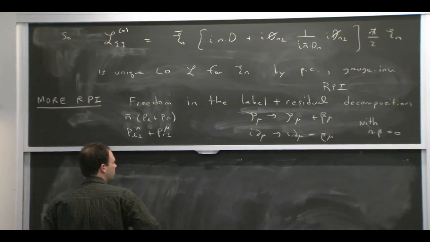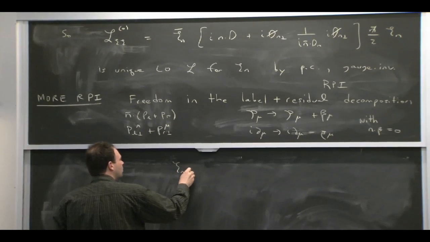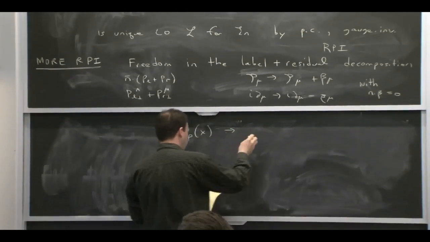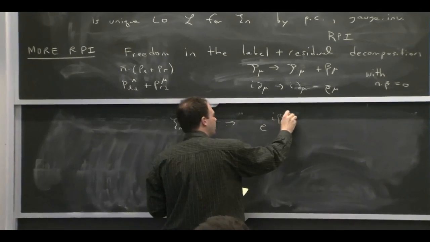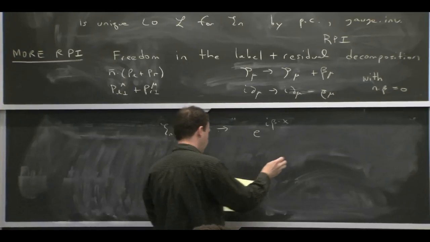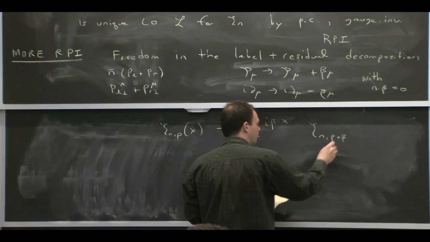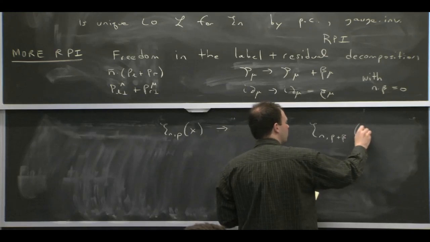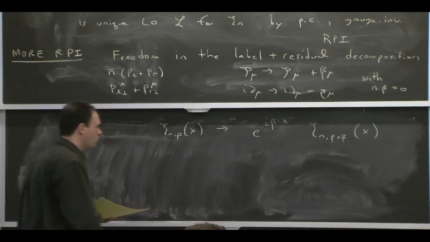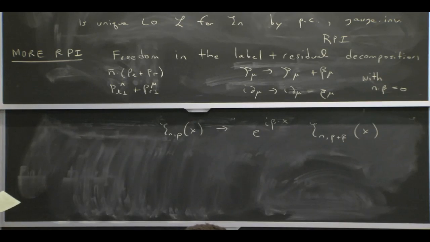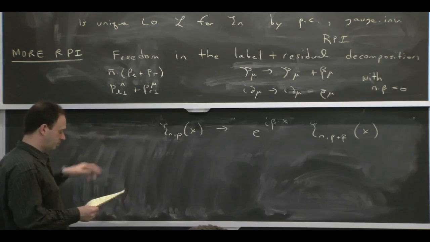So if you wrote that as a change to the field, then you'd be saying that the field picks up a phase. That's the transformation for the derivatives. And then you could shift the label by beta. That's the transformation for the label. OK, so this is a different transformation than the ones we were talking about over there. And it's a transformation that has to do with this freedom.